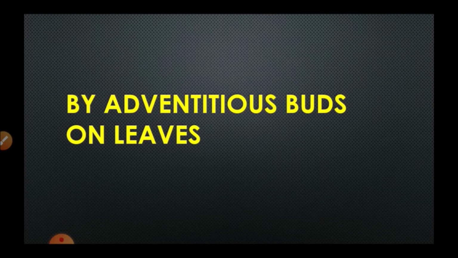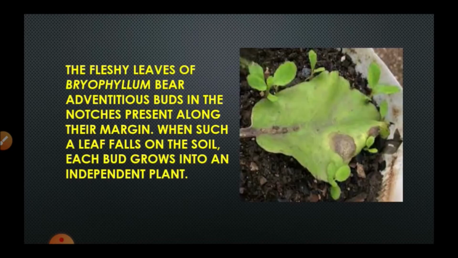Then by adventitious buds on leaves. Children, here we have taken the example of bryophyllum and I have told you that notches are present on their margins and on the notches the buds arise, and when this leaf falls on the soil, each bud grows into an independent plant. That's all about vegetative propagation.